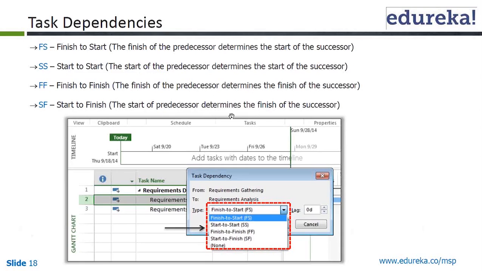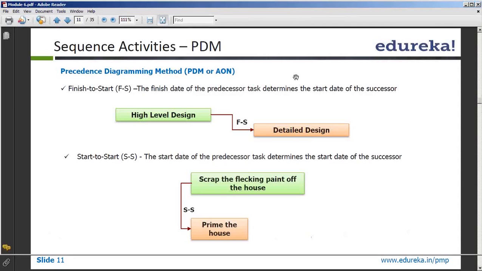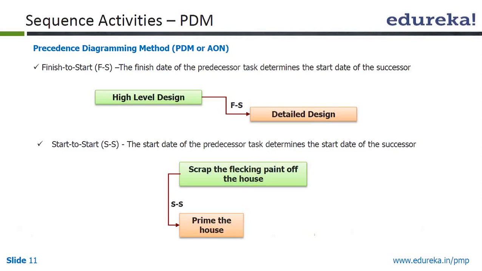And the start of the predecessor determines the finish of the successor. So I'm going to take you a little bit into theory before we move on from here. When you sequence the activities, this theory is from the PMBOK guide that we teach to our PMP students. If you have done it, you already know it. In case you don't know, I'm just going to repeat it.